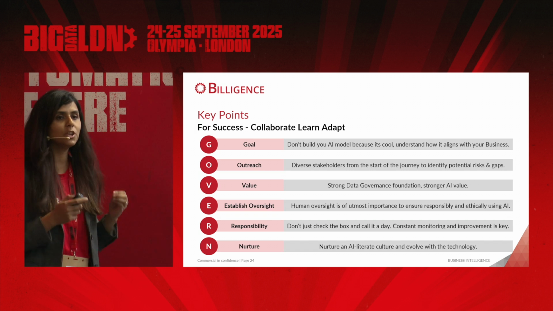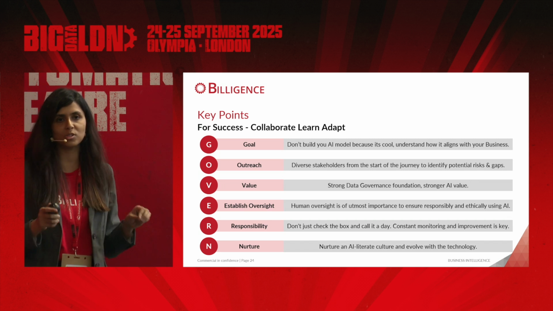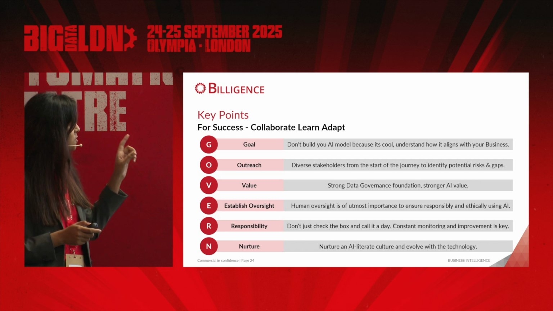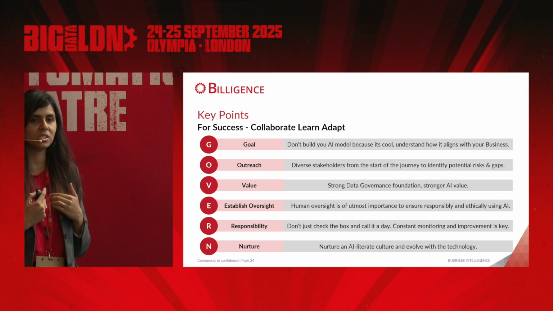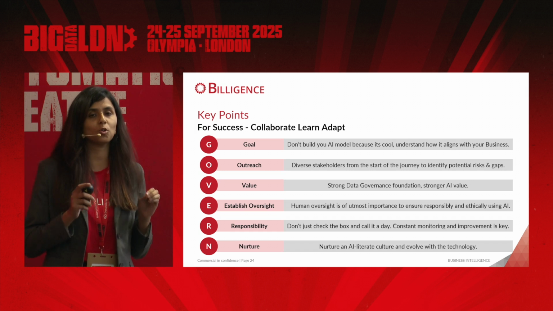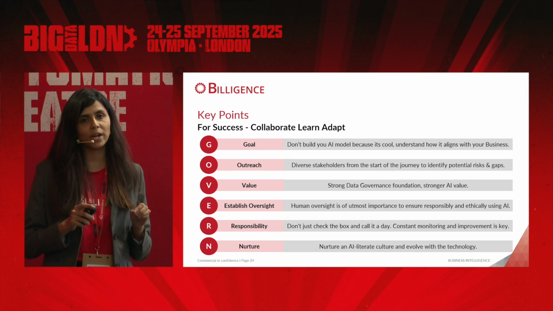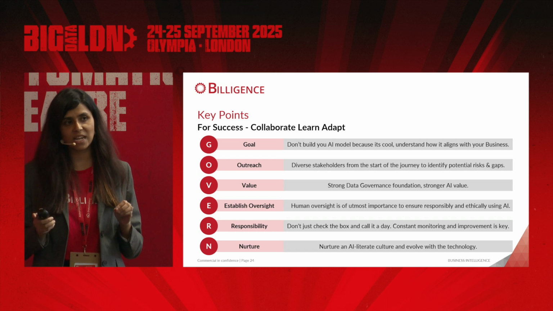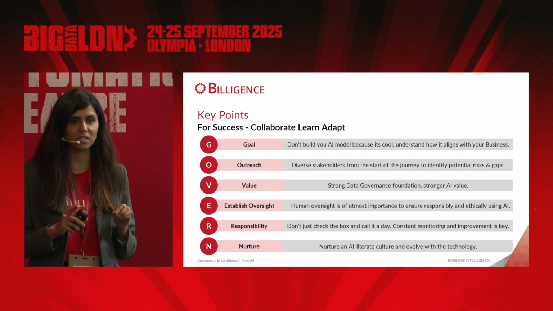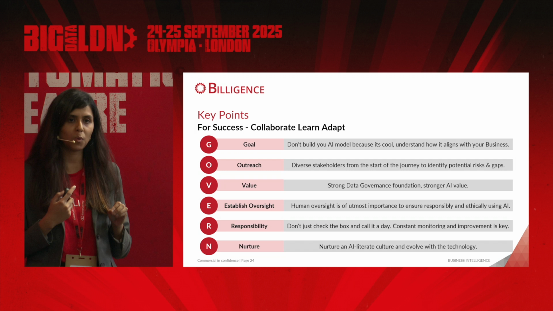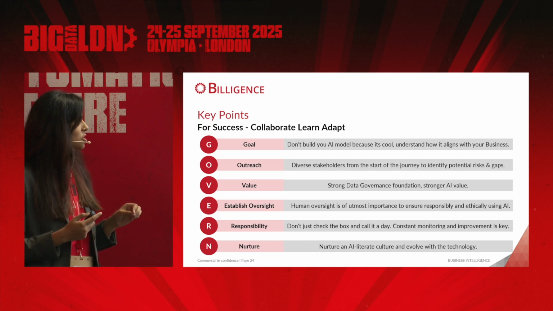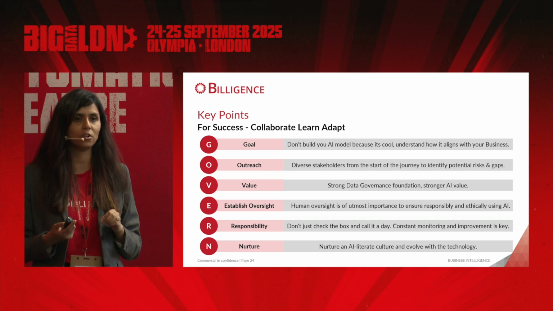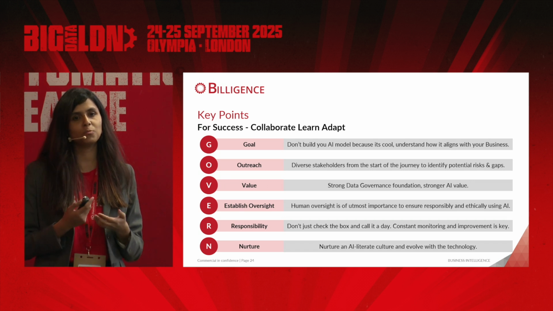We have to have human oversight, which is of utmost importance. And responsibility. It's important to make sure that we are responsible. It's not enough to have just oversight, because at this point, AI can imitate intelligence, but not responsibility. So we have to make sure we are the ones who are taking those responsibilities. And we nurture an AI literate culture and evolve with the technology, because AI enablement and governance should be going hand in hand.